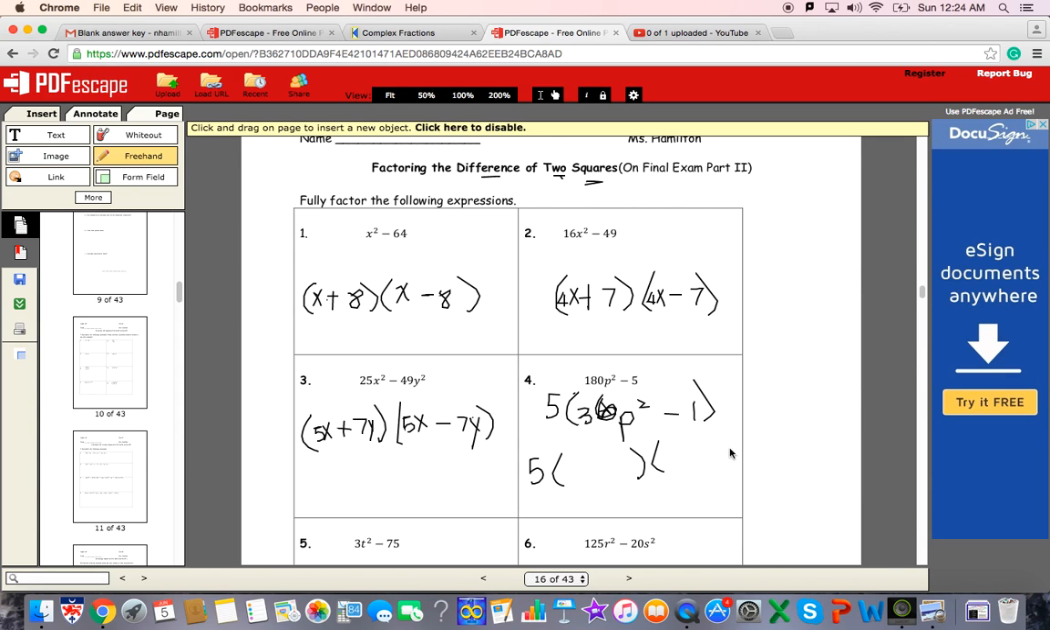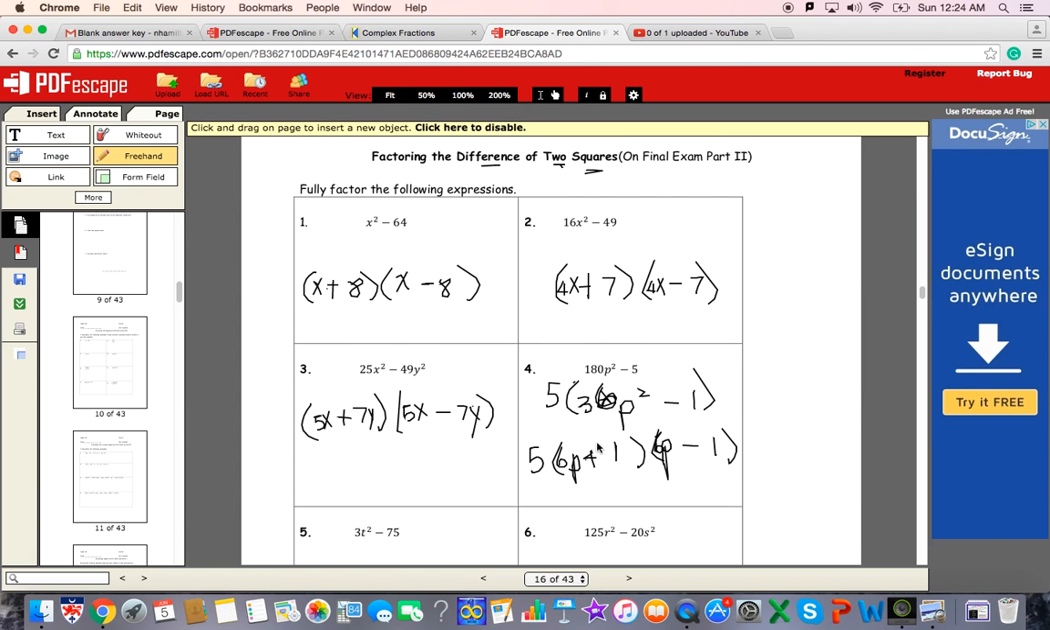So I set up my two parentheses, make sure the signs in them are different. So plus in one, minus in the other. The square root of 36p squared is 6p. We put that in both. No, forgot the 6. That's a 6p. And then the square root of 1 is 1, so we put that in both. And we've now factored it. That 5 helped us quite a lot.